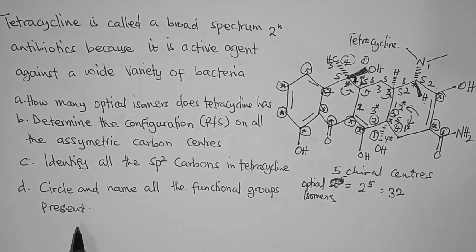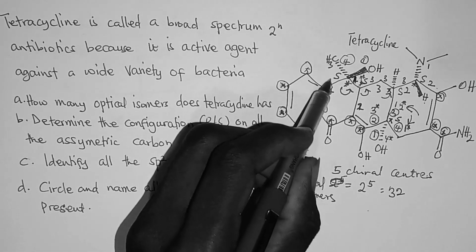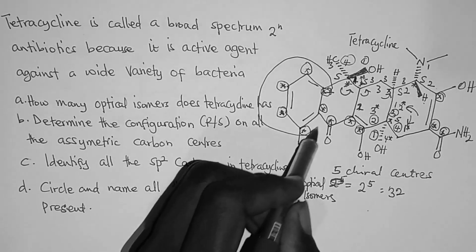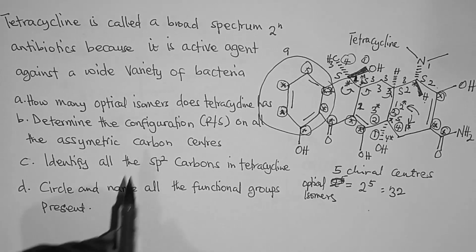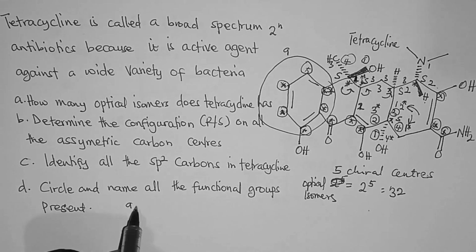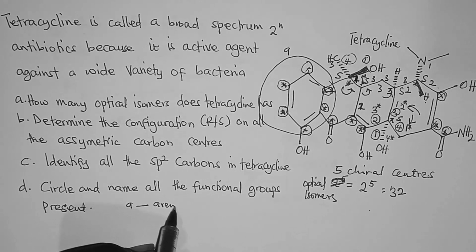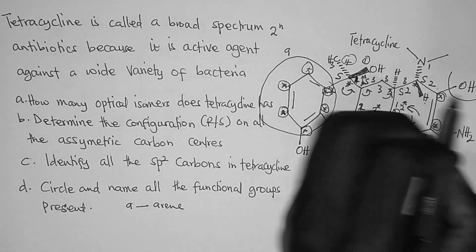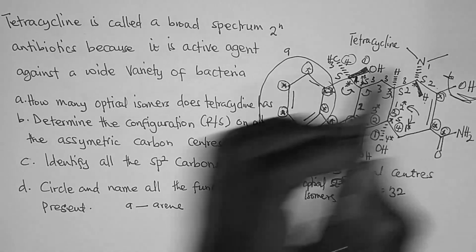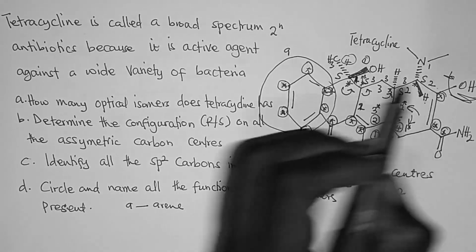And then the last part of the question says we should circle and name all the functional groups present. So you can see that this one, straightforward, is an arene group. So A, let me write it here. A is an arene. And then apart from that, we have this group here.